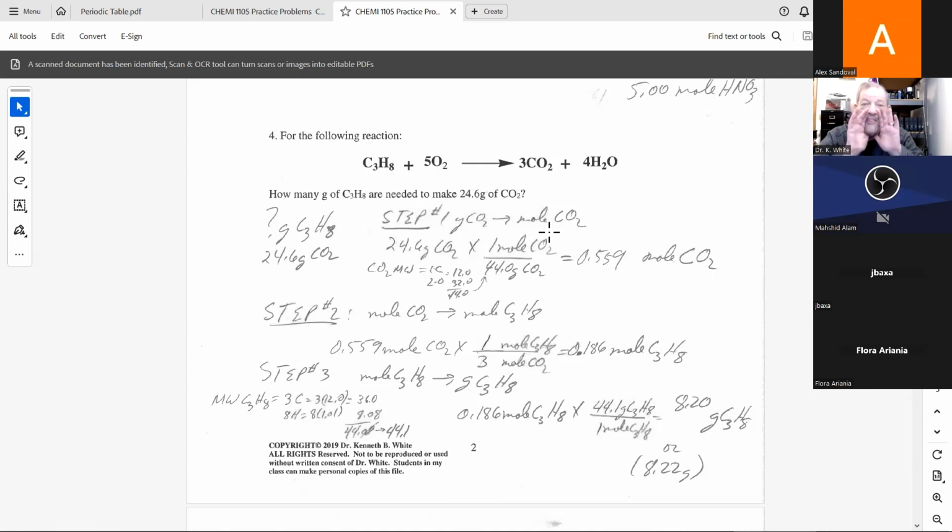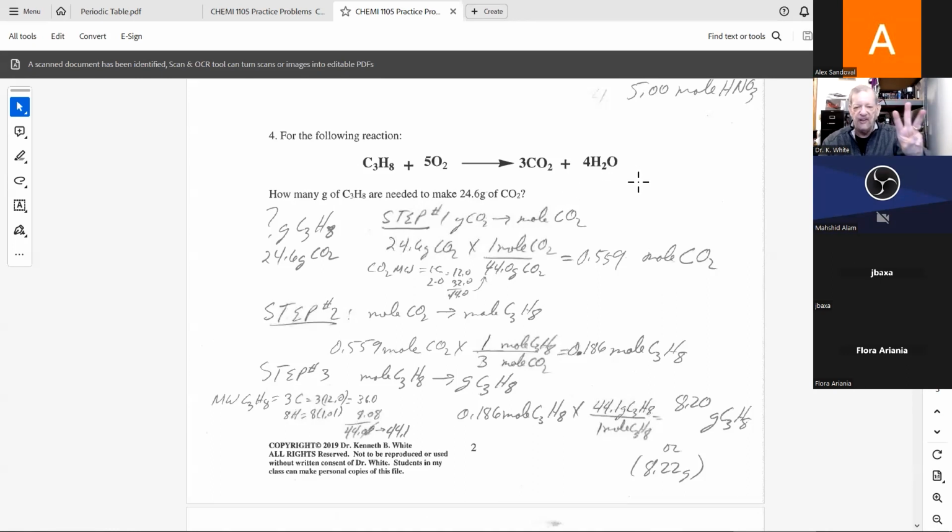By the way, 10 points each for this type of problem. This is a lot of work. How many grams, G is grams, of C3H8, that's called propane, that stuff in the white containers used for your barbecue, are needed to make 24.6 grams of CO2? And you're given this balanced chemical equation, which I will give you.